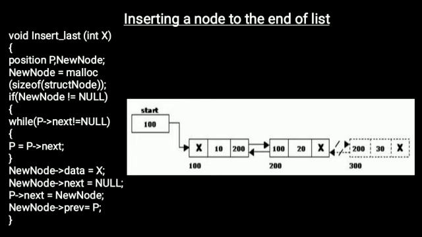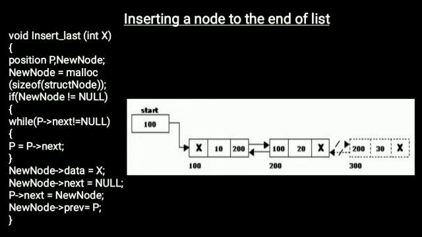By using a while loop, we execute the line P equal to P of next until P of next equal to null. That means the end of the list. Now the position P points to the last node of the list. Now we insert our new node by using 4 steps.